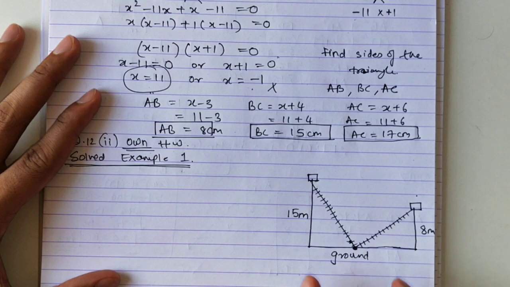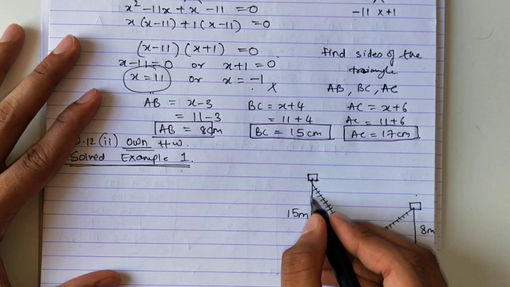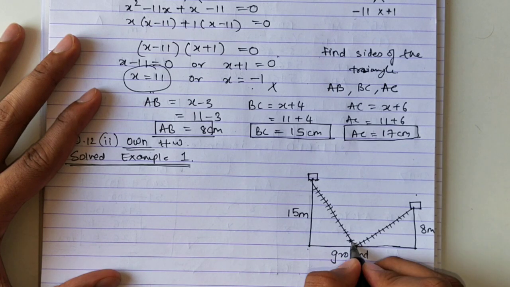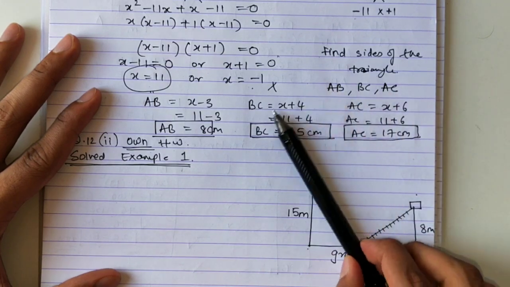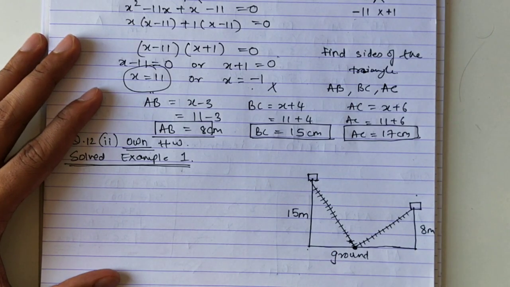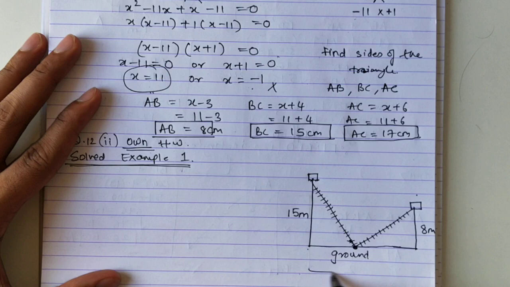Now find the width of the street. See, this is the street. This is one building, this is one building, and this is the street. The ladder was kept in the middle. Once it was turned like this, then it was turned like this. We have to find the width of the street, which means this is to be found.